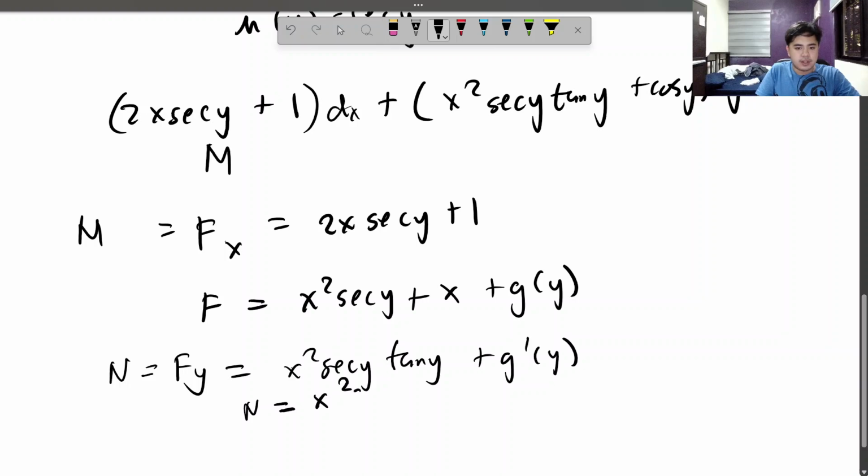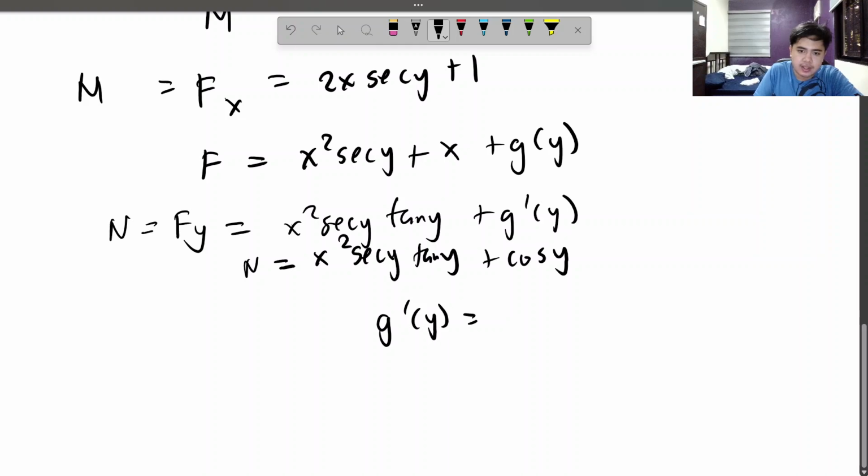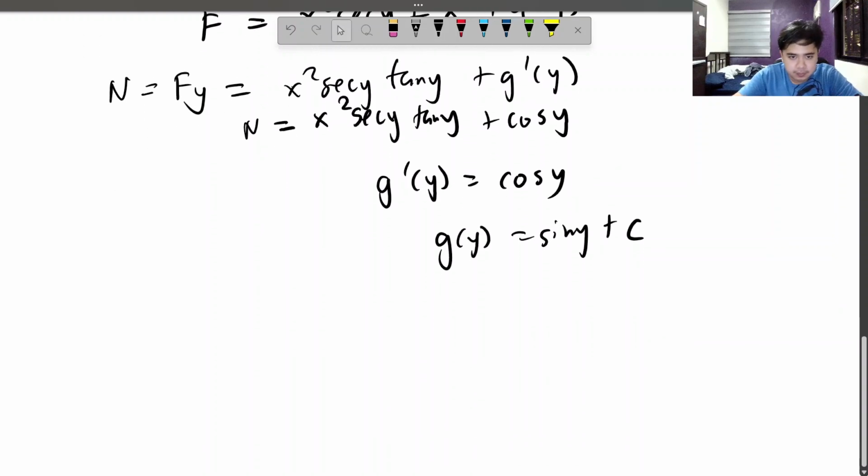Now, we know that N is equal to x squared secant y tangent y plus cosine of y. So we know that g prime of y is cosine of y, and g of y now, the integral on both sides, is sine y. We can put plus c here.